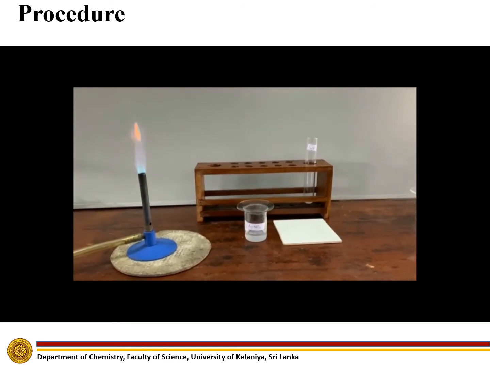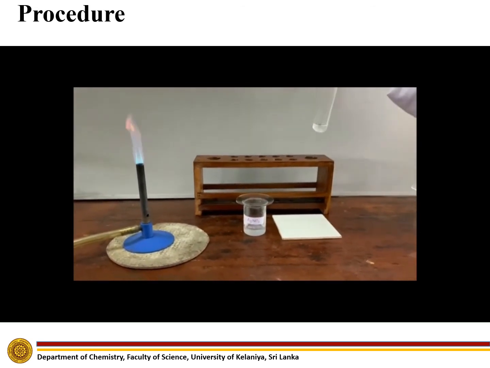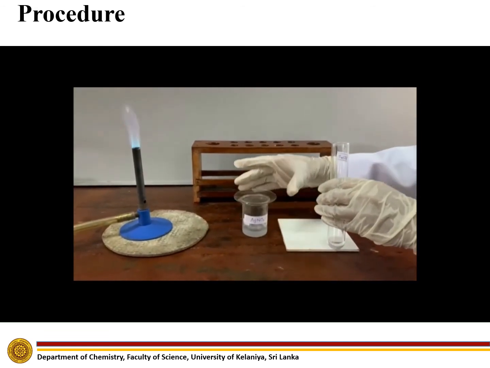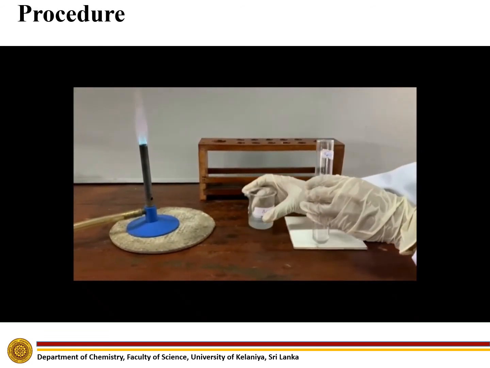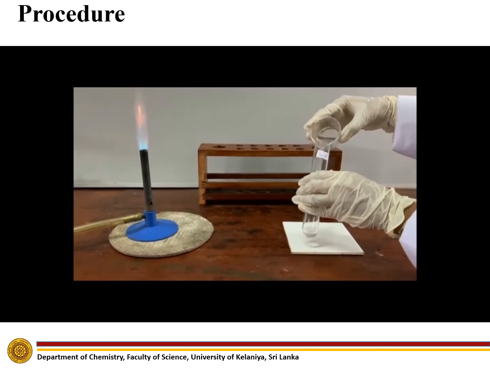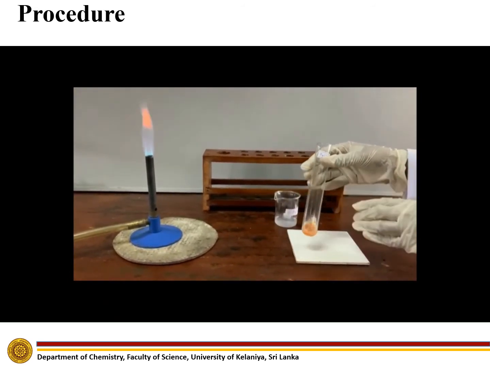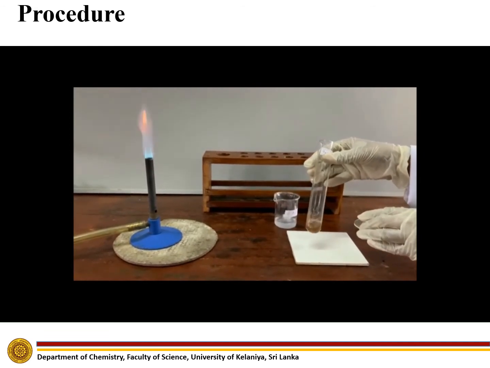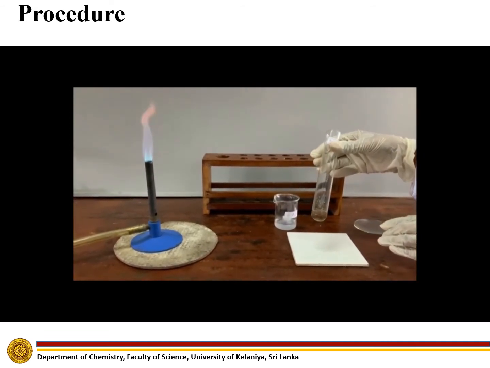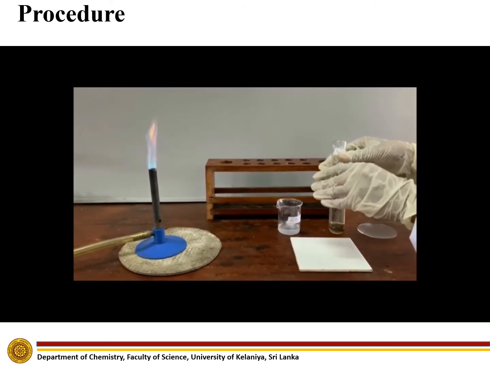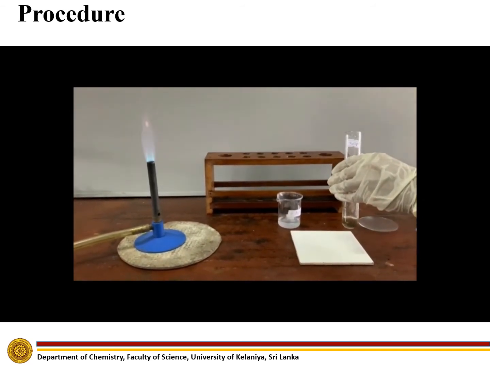Procedure. You have been given a solution of thiosulfate. Add silver nitrate solution and warm the solution. Initially, a white precipitate forms and turns black after some time.